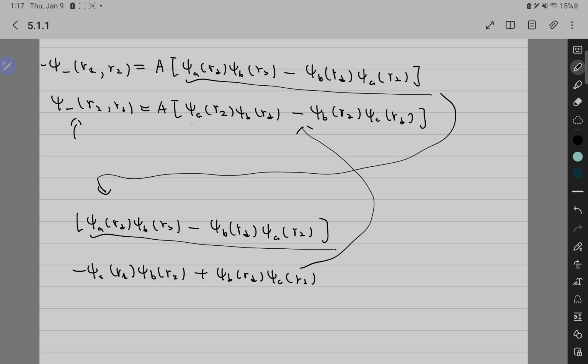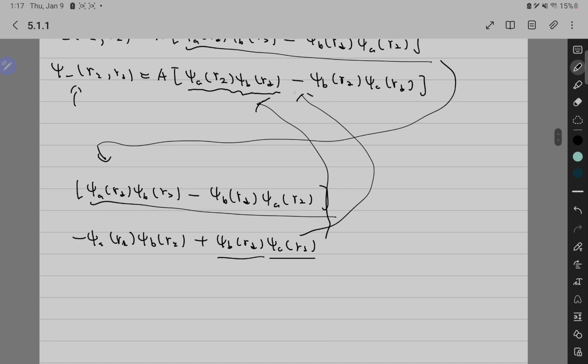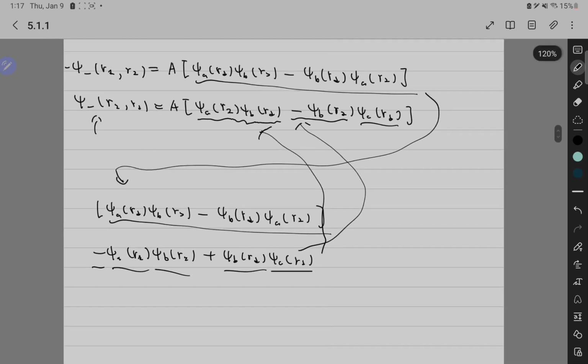Because as you can see, phi a r2 phi b r1 and phi a r2 phi b r1, these two terms are equal to each other, and we have negative phi b r2 phi a r1. So unlike bosons, when you swap two identical fermions, it actually changes the sign of the wave function.